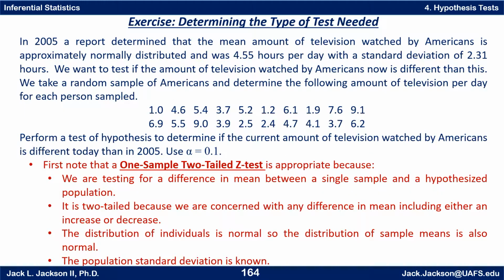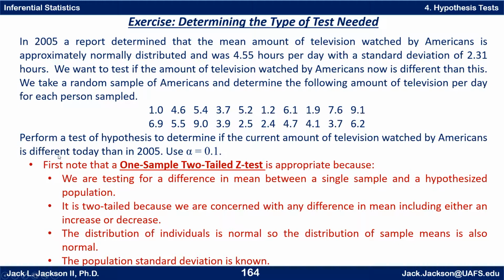Well, first of all, we've got to figure out what's appropriate. We note that a one-sample, two-tailed z-test is appropriate because we're testing for a difference in mean between a single sample and a hypothesized population. It's two-tailed because we're concerned with any difference in mean, including either an increase or decrease. And you've got to look for keywords right here. See, it says "different today."